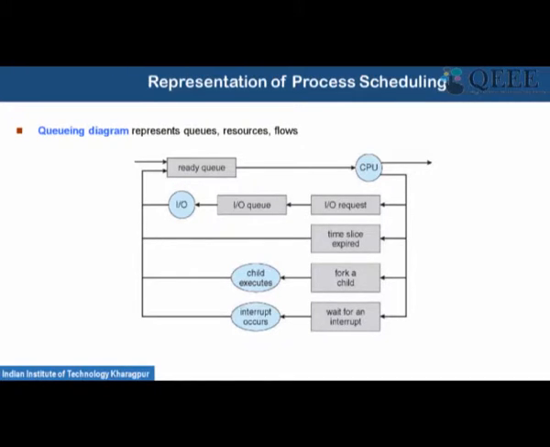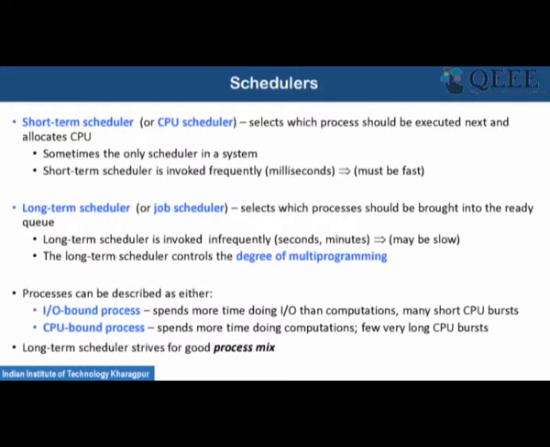Then again, if a process gets an interrupt, it may be a hardware interrupt or a software interrupt, then because of the interrupt the process leaves the CPU and it again moves to the ready queue. This way a process changes its state based on the process state diagram that we discussed in the last class. There are multiple types of schedulers available, which help the process move from one state to another based on the process state diagram.